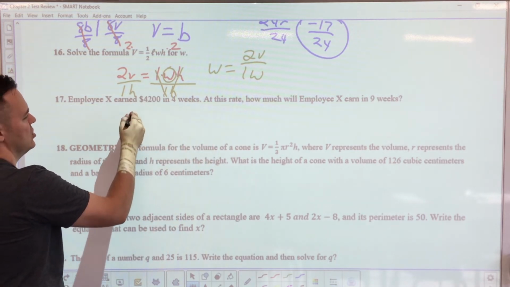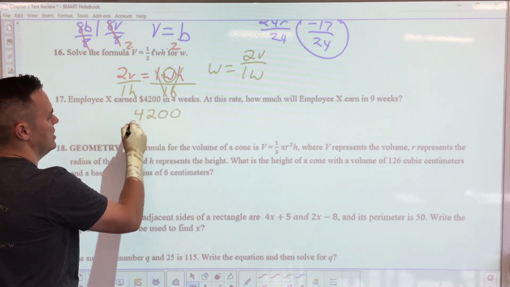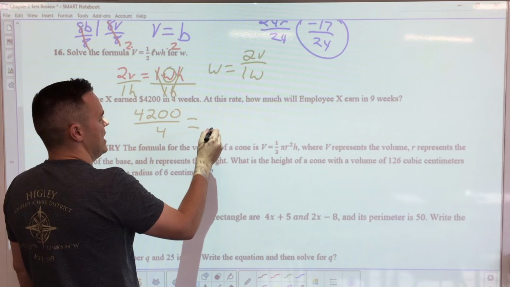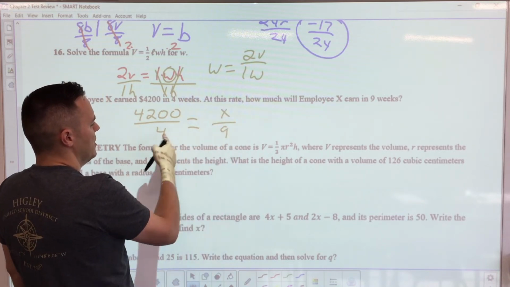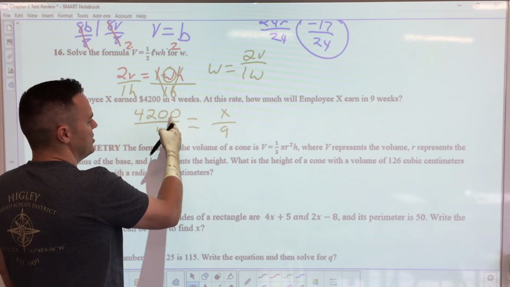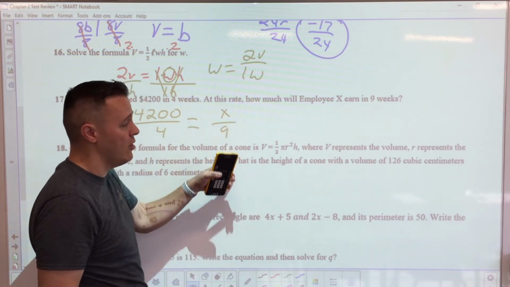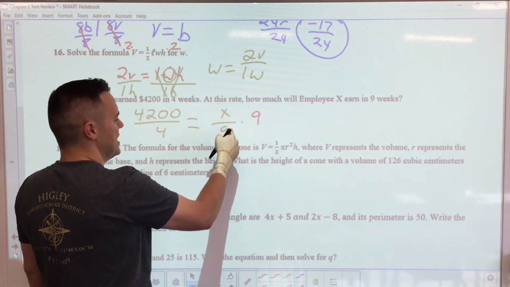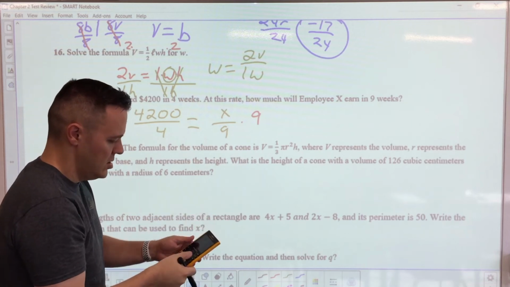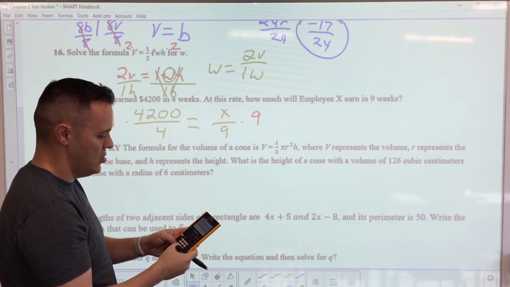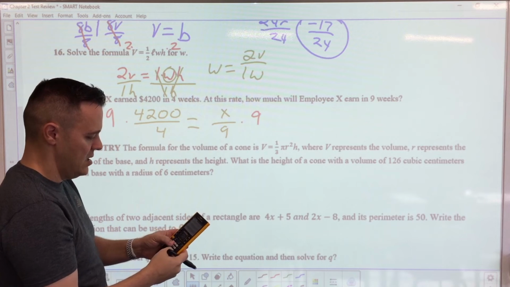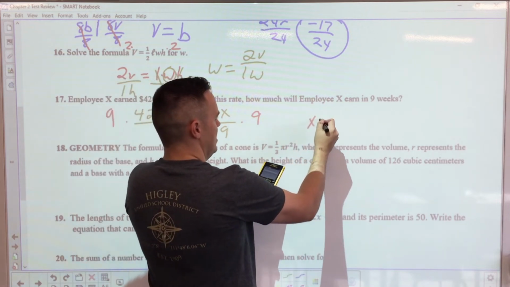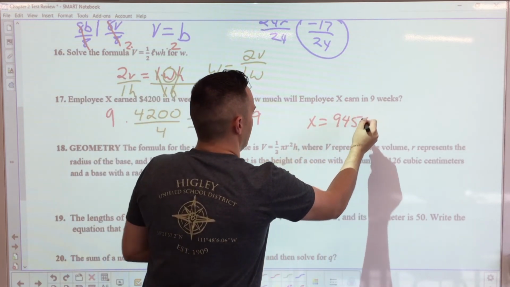All right, employee X, this is a ratio. Employee X earns $4,200 in 4 weeks. At this rate, how much will he or she earn in 9 weeks? So we don't know, but remember the weeks are the same, and then we want to know the dollar amount. This is a ratio, so you're just going to solve for X. So the first step would be to multiply both sides by the denominator here, and then that's it. So on my calculator, I'm going to go 4,200 times 9, and then divide that by 4, and I get my answer of X equals 9,450.